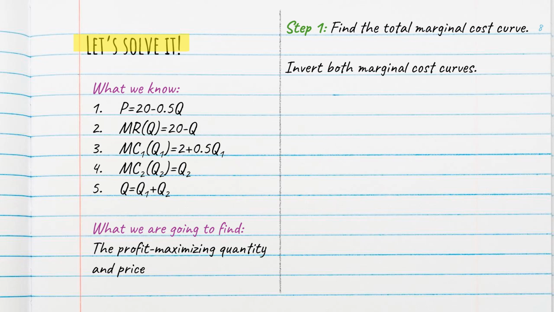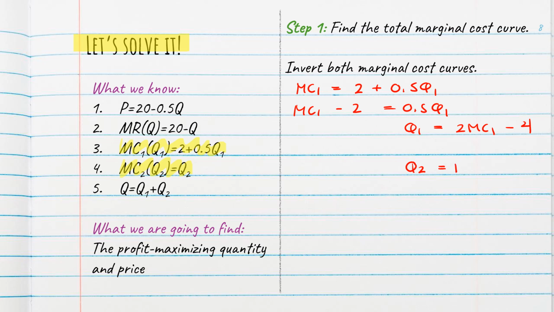So invert means take a look at marginal cost 1 and solve it for Q1. So I'm just going to rewrite it. Marginal cost 1 is equal to 2 plus 0.5Q1. I'm trying to solve for Q1, so I have marginal cost 1 minus 2 is equal to 0.5Q1. And then I multiply both sides of the equation by 2. And when I do that, I get that Q1 is equal to 2 marginal cost 1 minus 4. So that was annoying. Inverting the marginal cost 2 curve is a lot easier. In fact, there's no work involved at all. Solving this for Q2 tells us that Q2 is equal to marginal cost 2. So we've inverted them.